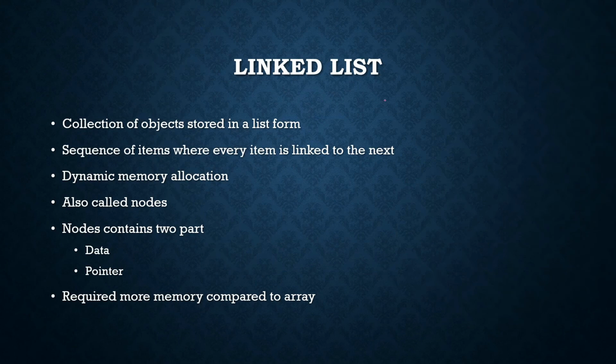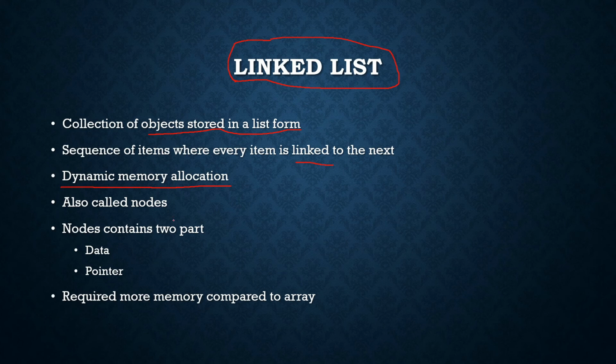Linked list. A linked list is a collection of objects stored in a list form, as shown in the name of this data structure. It is a sequence of items where every item is linked to the next item. We use dynamic memory allocation.